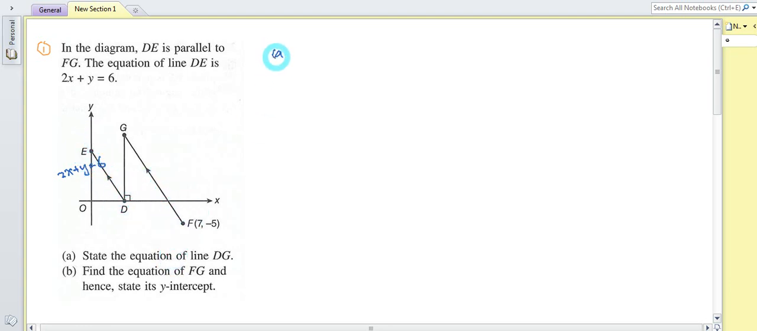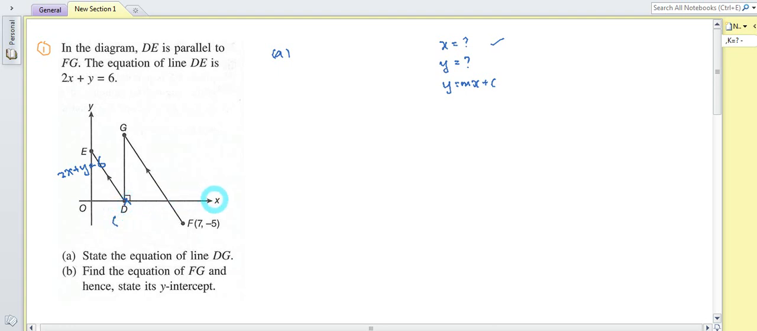Okay, part A. We need to find the equation of DG. Still remember, just now I told you there are 3 types of equation. x equal to what, y equal to what, and the last one will be y equal to mx plus c, right? So now this is going upward vertically. The equation must be in this form, x equal to what, because the coordinate for x is always the same. Okay, means that we need the coordinate for D.